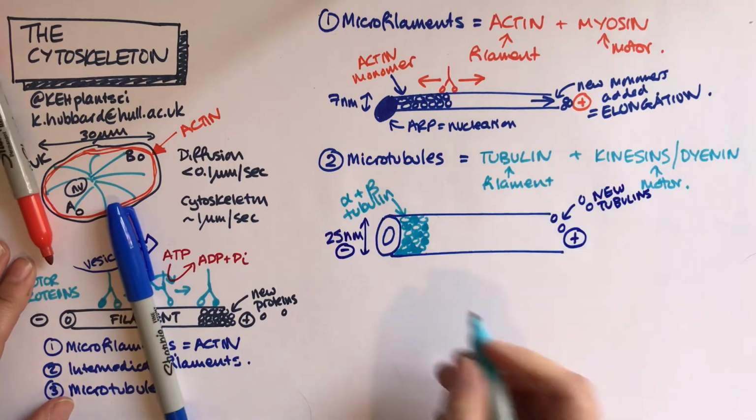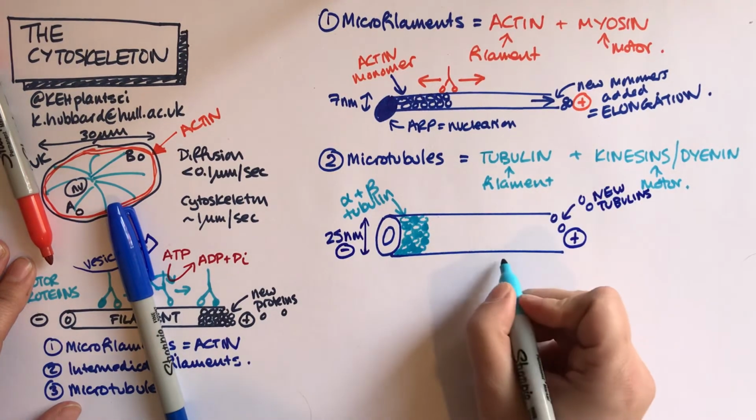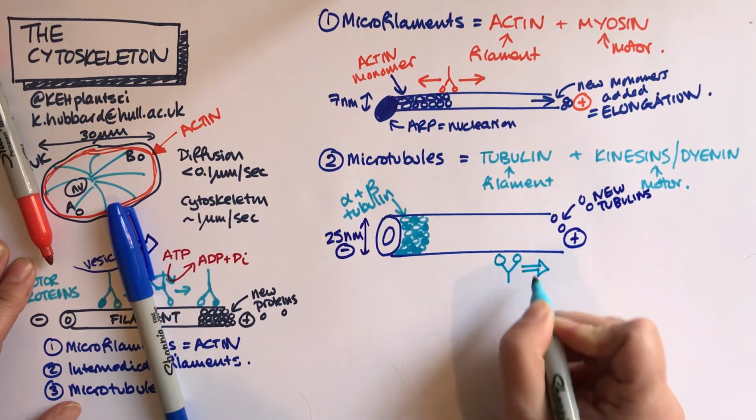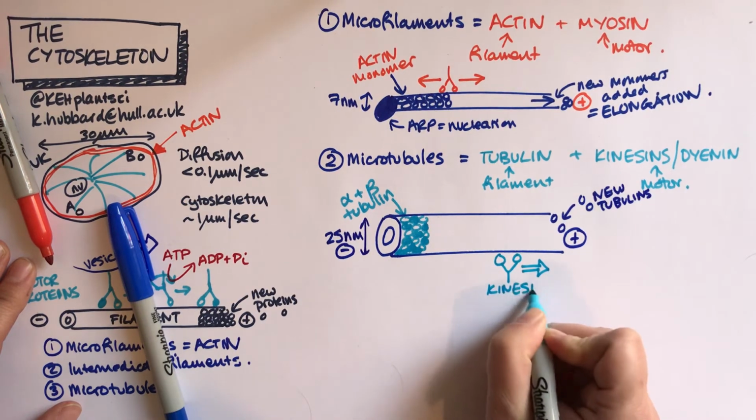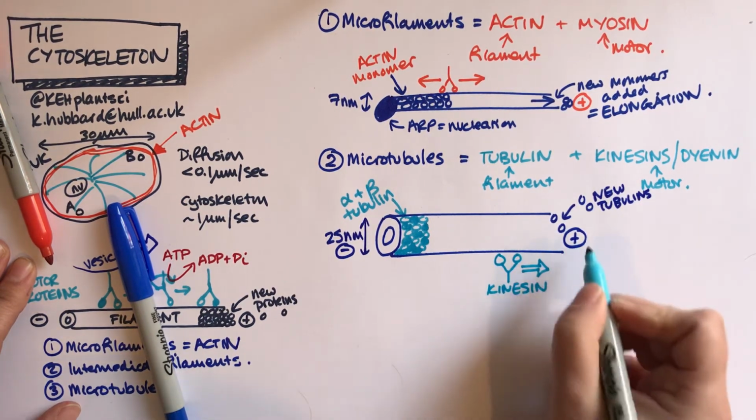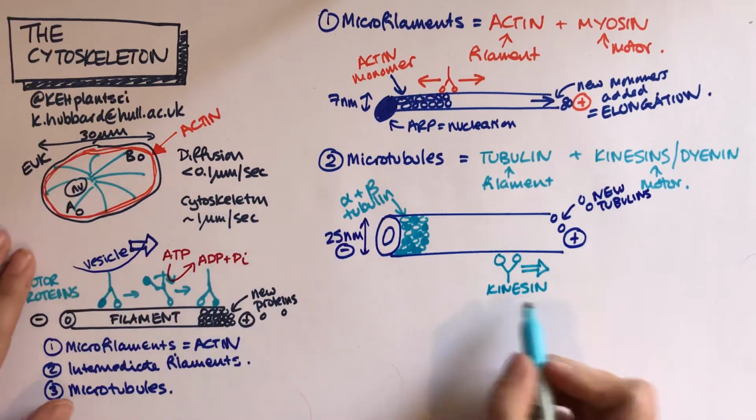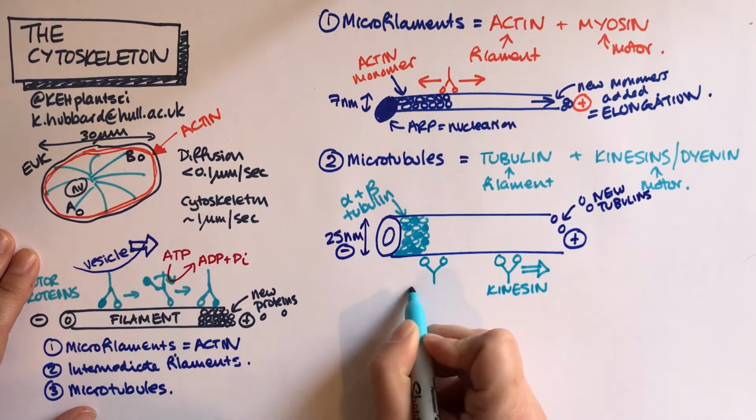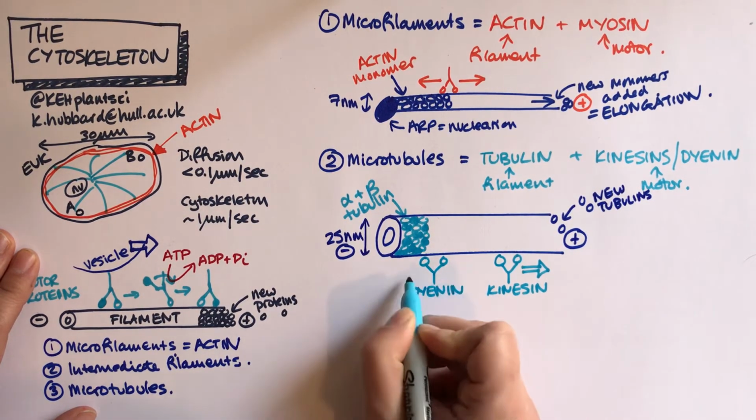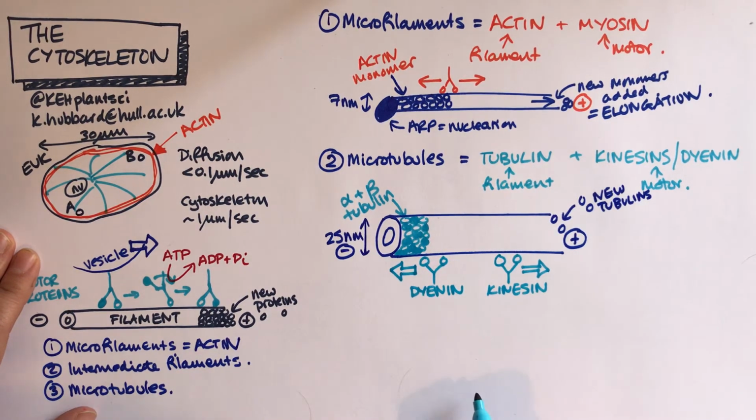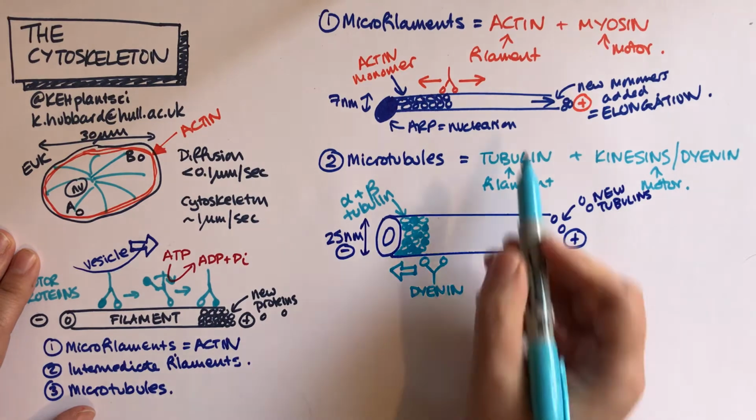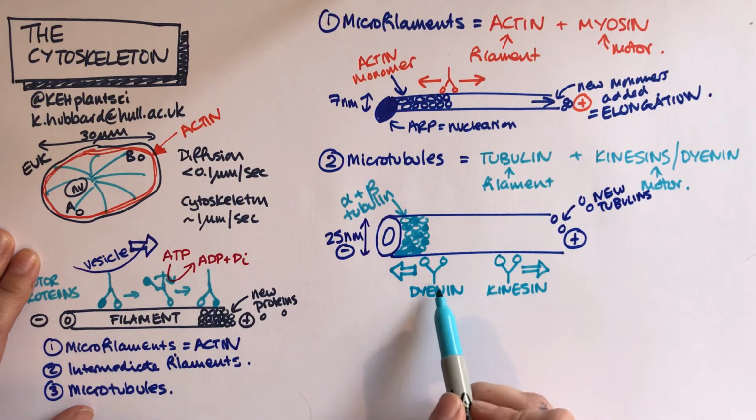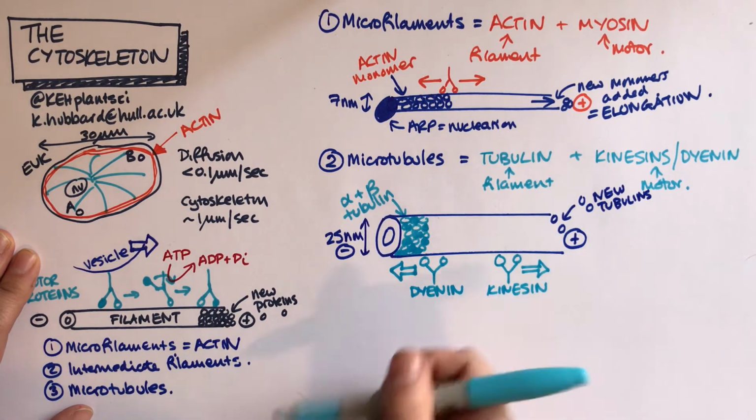And then for our motor proteins, we've got two different types. One are the kinesins, which always move to the positive end. So for microtubules, the proteins are a bit more directional. Kinesins always move to the positive end. Dyneins always move to the negative end. So we sort of split the directionality. For actin and myosin, there are different myosins and they can go in either direction. For microtubules, we split the motor protein, so kinesins go in one direction, dyneins go in the other direction.